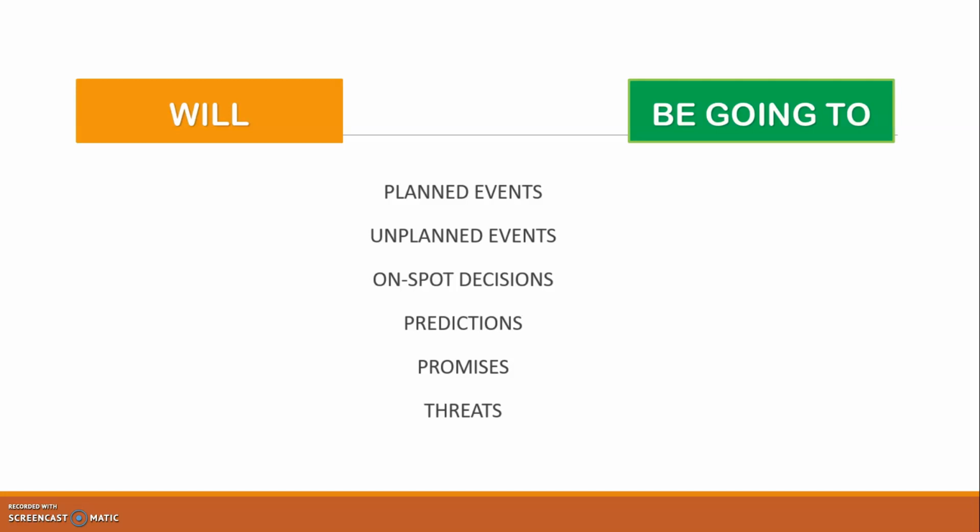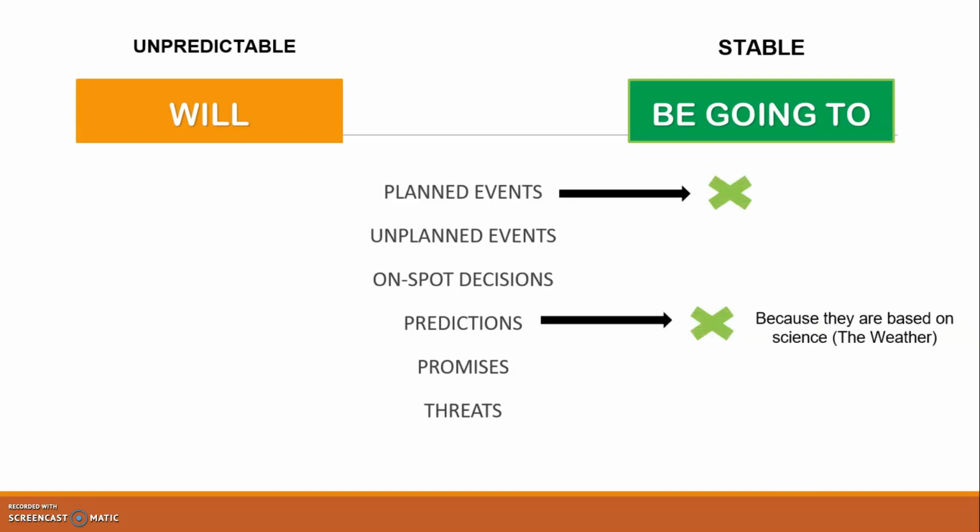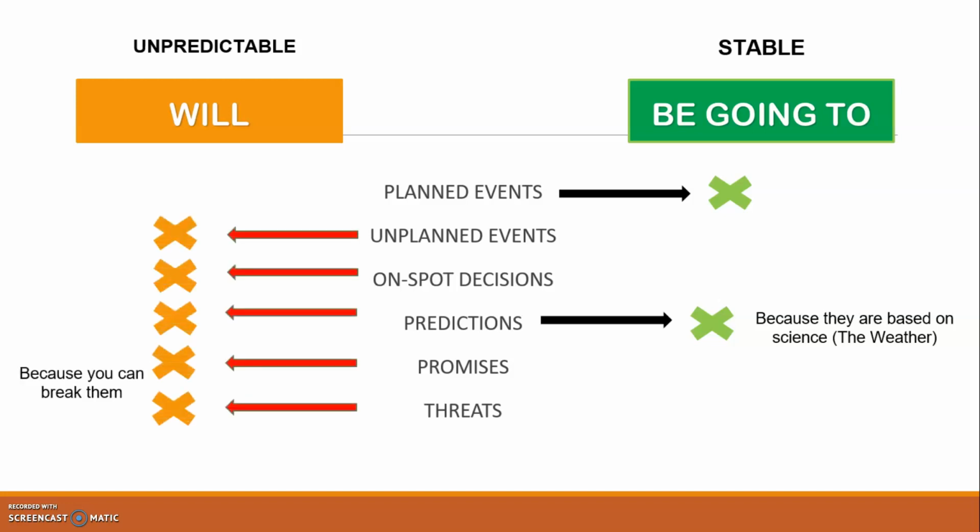There are two very important words we need to remember: unpredictable and stable. Everything associated with be going to is going to be stable or pre-planned. So we are going to use this with planned events and predictions based on science. Unpredictable is going to be associated with will. So we are going to use it with unplanned events, on-spot decisions, promises, and threats, but also with predictions that are not based on science. Let's remember that promises can be broken, the same as threats.